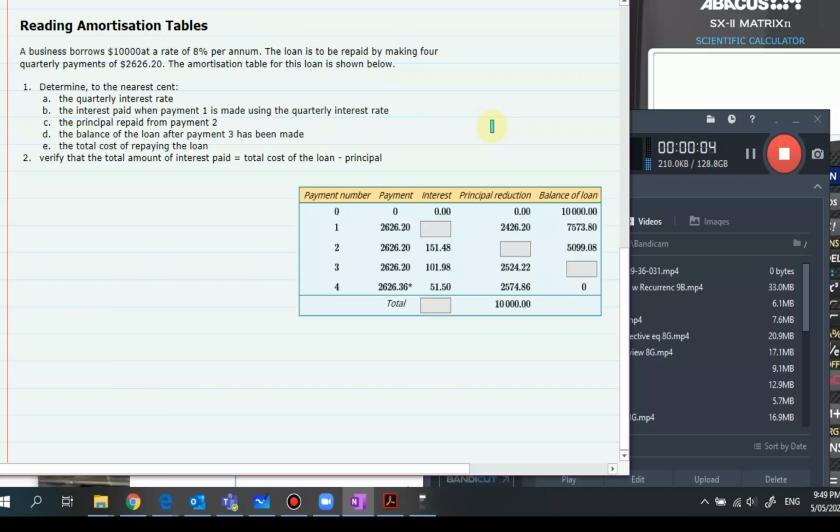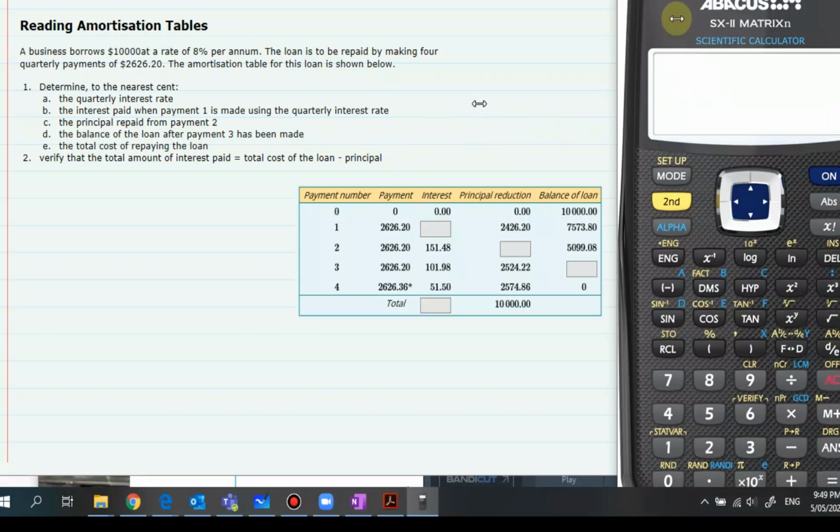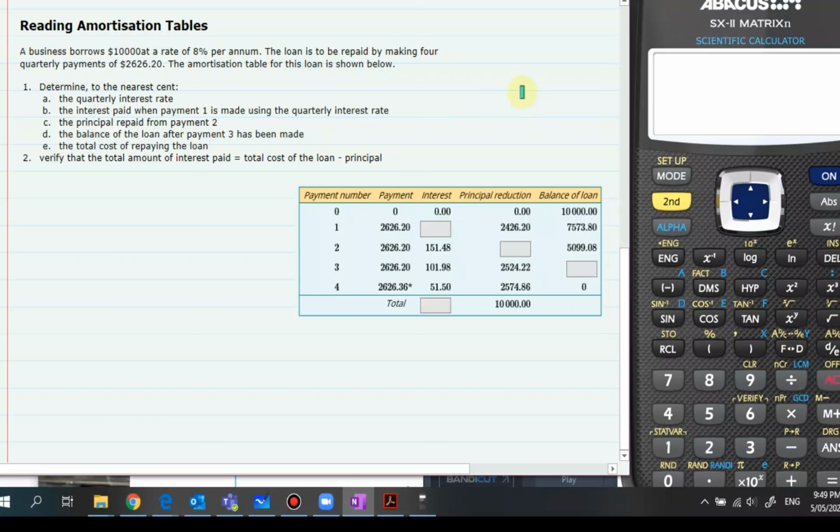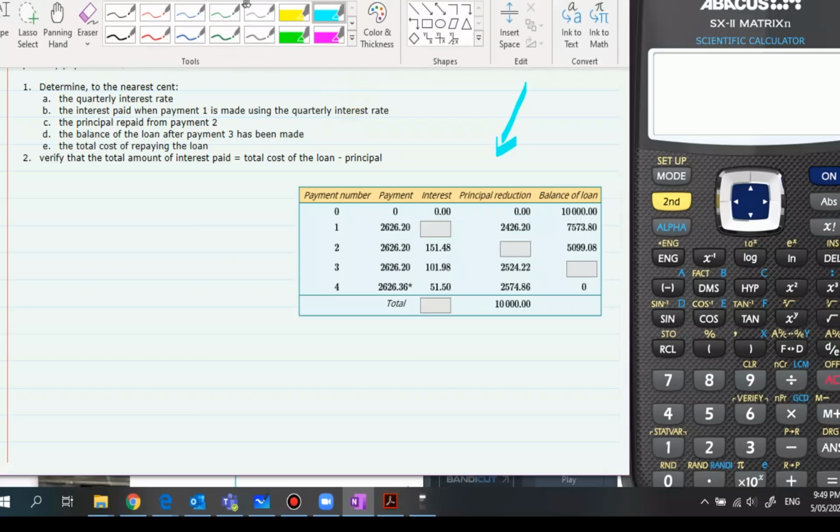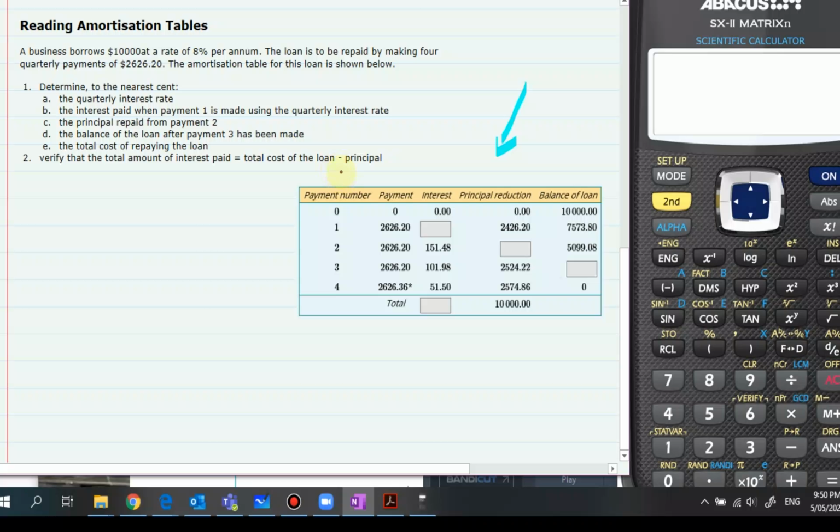Today we continue our look at financial maths, and today we tackle amortization tables. Amortization tables are these beautiful, or to some people, ugly things right here. They basically tell you, in a nutshell, everything about the loan that you want to know. You've got payment numbers, payment, interest, principal reduction, which we'll define in a minute, and the balance of the loan. They look like they've got lots going on, but they're quite logical when we break it down, so we'll get into it now.